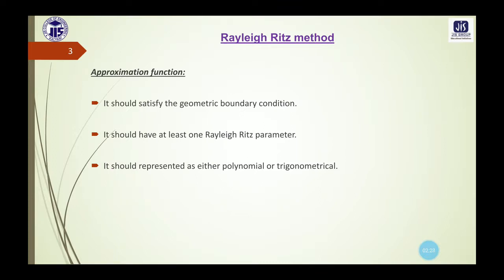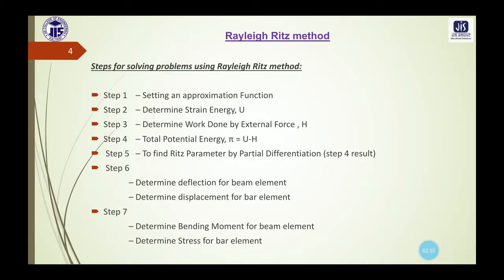Now in this Rayleigh Ritz method, there is an approximation function, which should satisfy the geometric boundary condition. Next, it should have at least one Rayleigh Ritz parameter and it should be represented as either polynomial or trigonometrical. So what does that mean?